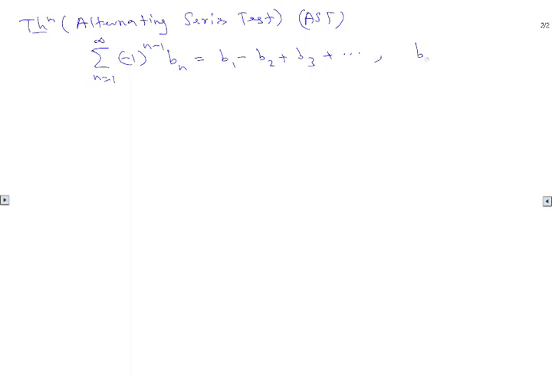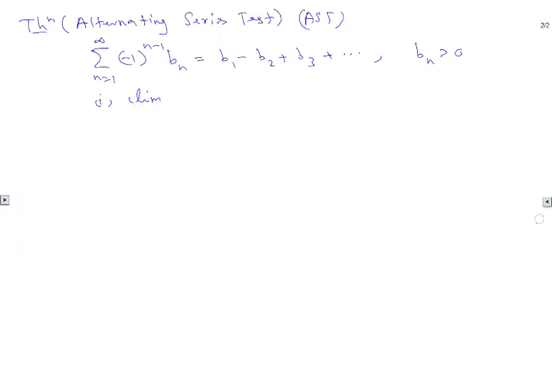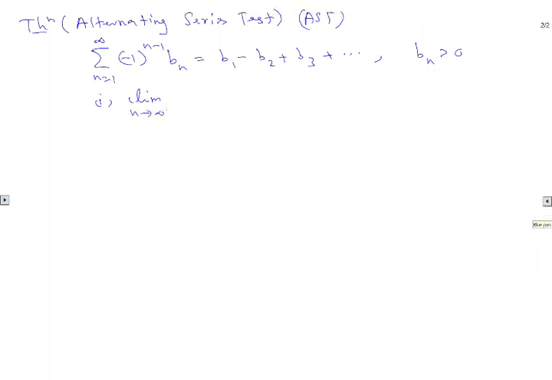And we assume that bn is positive, because when you select it like that, bn is positive. Or it can be 0 also. Let's say it's positive. So then two things can happen. The first one: the limit of bn, when n goes to infinity, has to be 0.